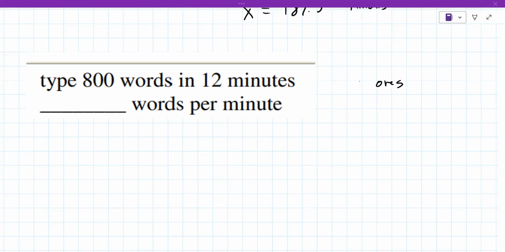Writing ratios, equivalent ratios, determining unit rates, algebraic... Okay, keep working on that problem I gave you. I'll look this over.